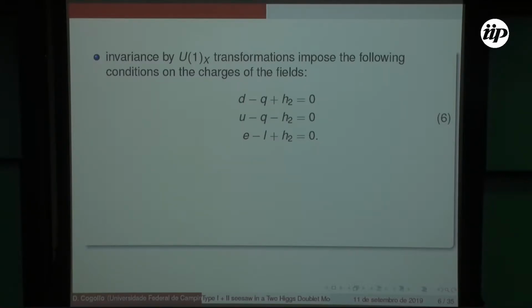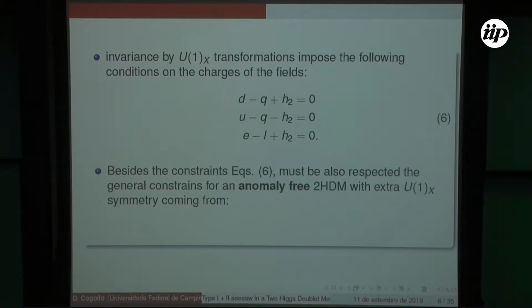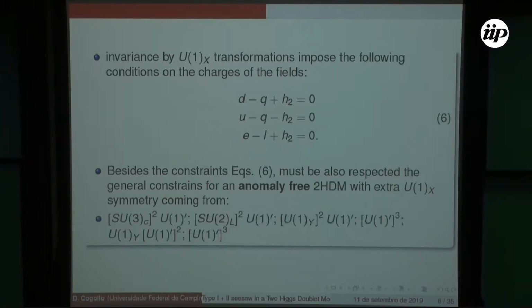But besides these constraints, we need to work with an anomaly-free two-Higgs doublet model because we are introducing a new gauge symmetry. This implies that we need to check the conditions for an anomaly-free model. And that means that we need to check these constraints coming from anomaly freedom.